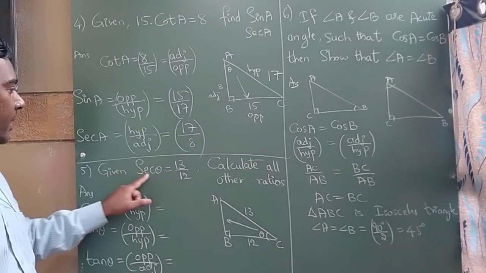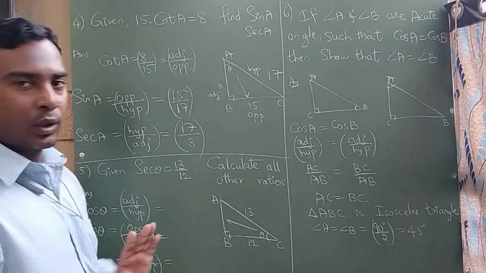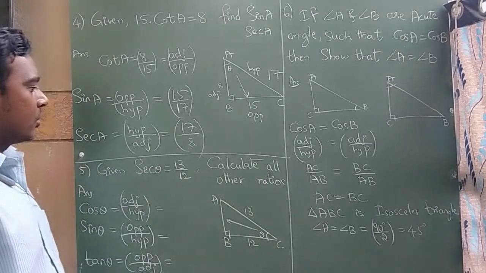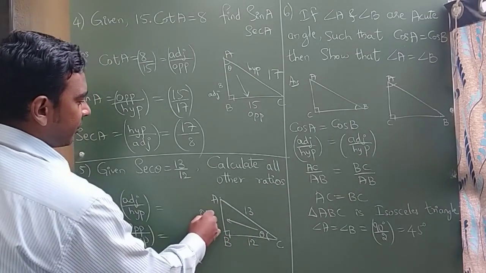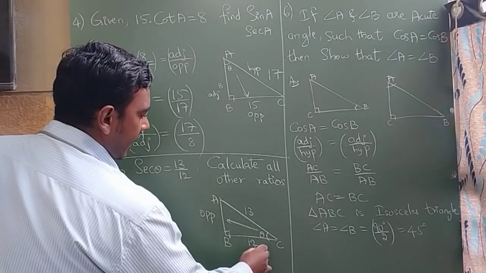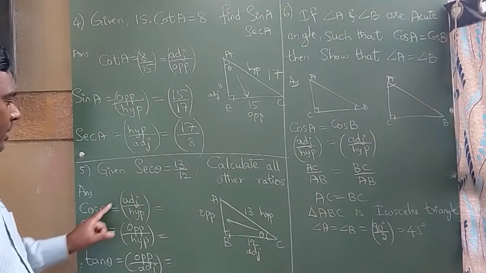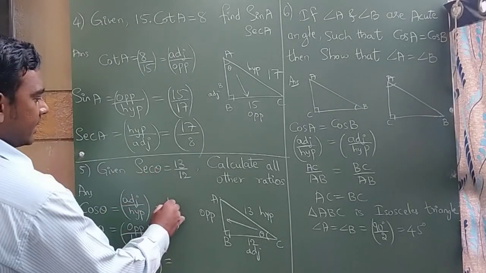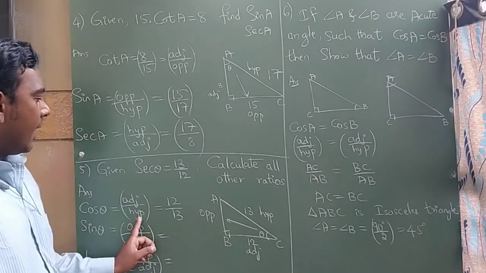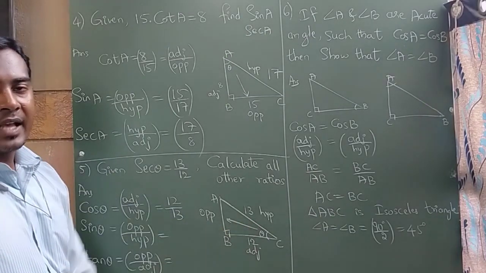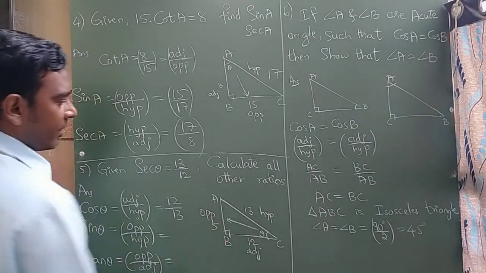Question number 5. Given secant theta is equal to 13 upon 12, calculate all other ratios. So I have drawn a triangle ABC. I have taken the angle at C so that this will become opposite, adjacent and hypotenuse. The reciprocal of secant is cos, so adjacent upon hypotenuse. If I reverse this, 12 by 13. So adjacent is 12, hypotenuse is 13. As per the Pythagorean triplets, if there is a 12 and 13, then this will become 5.